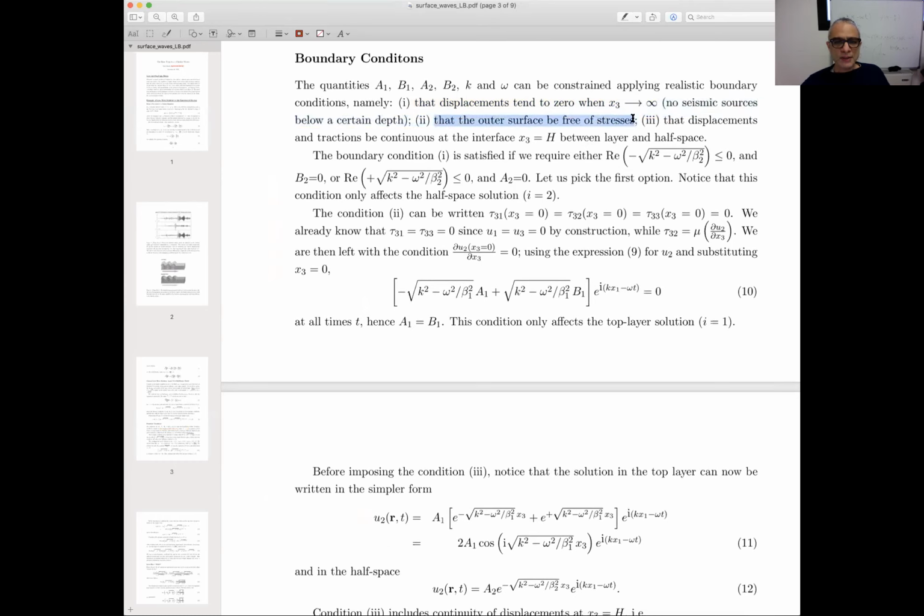And then, of course, the boundary conditions that we mentioned before: no stress at the outer surface, and continuity of displacement and tractions at the interface between layer and half space.